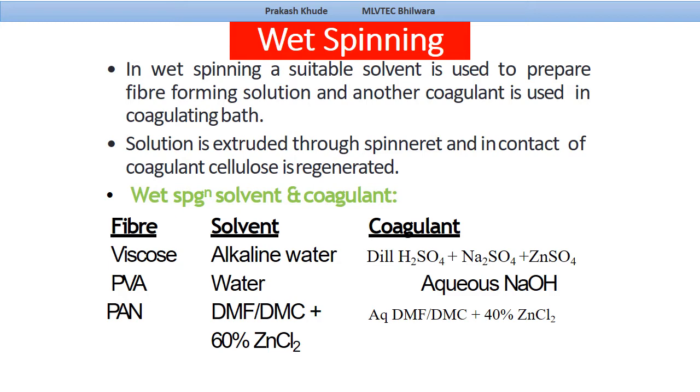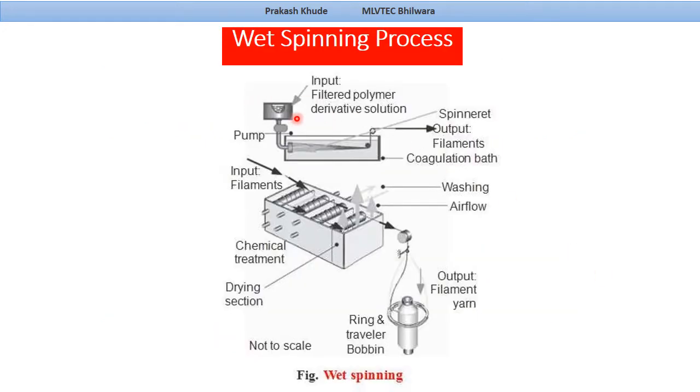For the preparation of the fiber, we need to select a suitable solvent, and the solution which we get, normally called the dope solution, needs to be extruded through the spinneret. The difference here is that in dry spinning systems, the spinneret is in the air only. But in the case of wet spinning systems, the basic difference is that the spinneret needs to be kept in the coagulation bath.